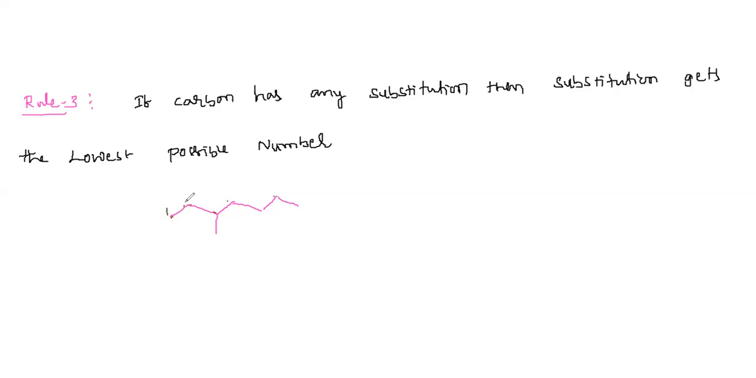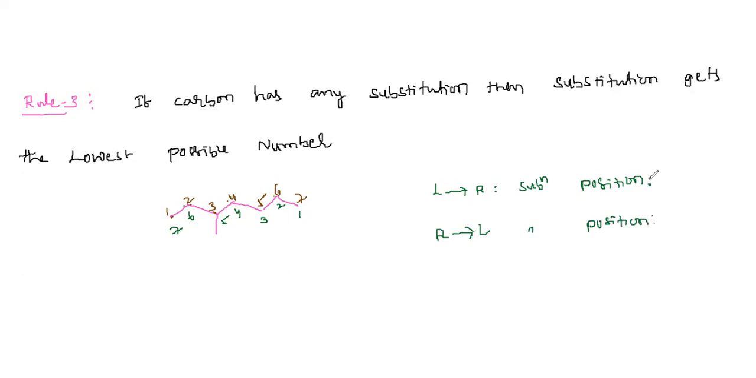Don't use zigzag numbering. You have to give numbering from either side: 1, 2, 3, 4, 5, 6, 7. So 7 are there. Now I will number in the opposite direction: 1, 2, 3, 4, 5, 6, 7. Left to right substitution position; right to left substitution position. In the first case, left to right, the substitution position is third. Then right to left, the substitution position is fifth.